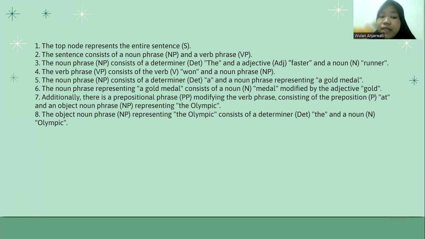And additionally, there is a prepositional phrase modifying the verb pair, which consists of the preposition "at" and an object noun pair representing "the Olympics", and the object noun pair consists of a determiner, "the", and a noun, "Olympics". So this is the explanation for number 2.